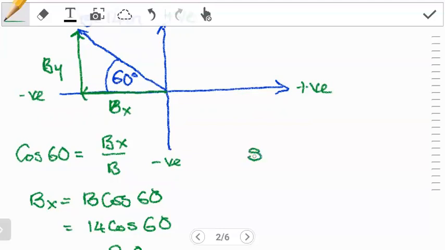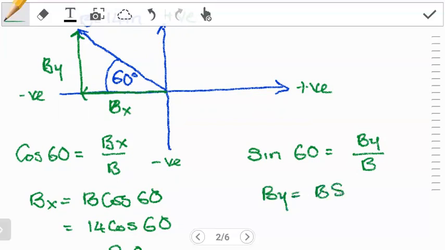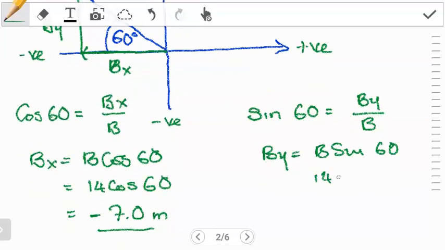So here now what we're saying is sine 60 is equal to By over B itself. So it's opposite over hypotenuse. This is B. So we cross multiply, we get By is equal to B sine 60. B is 14, so this is 14 sine 60. And if we evaluate this, we get 12.1 meters.